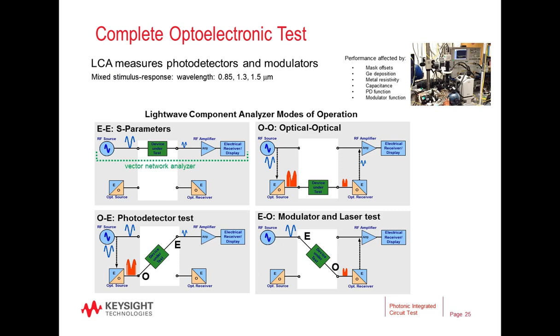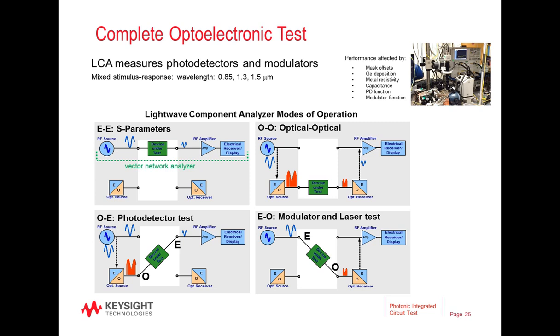So now I'd like to go to the important topic of optoelectronic measurement. Photonic ICs often contain elements that have a frequency response in addition to the wavelength characteristics. Photodetectors and lasers can receive and generate microwave electrical signals, so we need to test that capability.